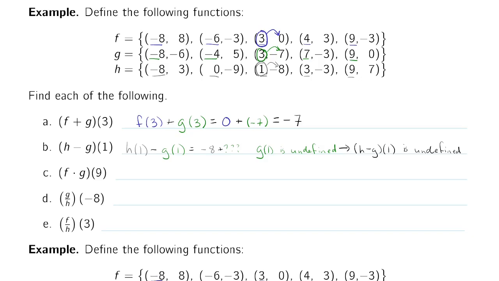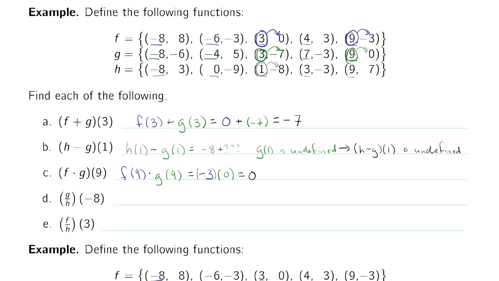Let's see what happens if we try to take f times g of 9. That'll be f of 9 multiplied by g of 9. Well, to take f of 9, we look in f. We see that input 9 gives output -3. Then to take g of 9, we look in g and see input 9 gives output 0. We'll take -3 times 0. We can do that. That just works out to 0. No problem there.